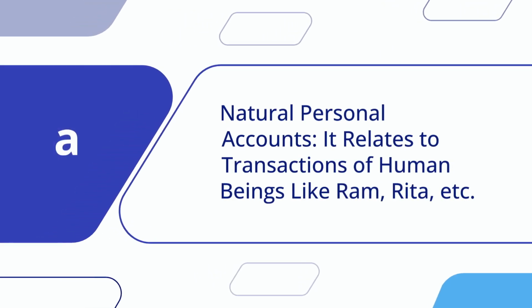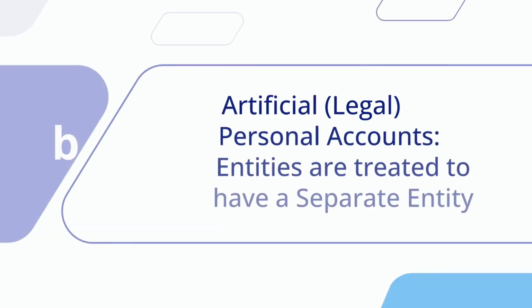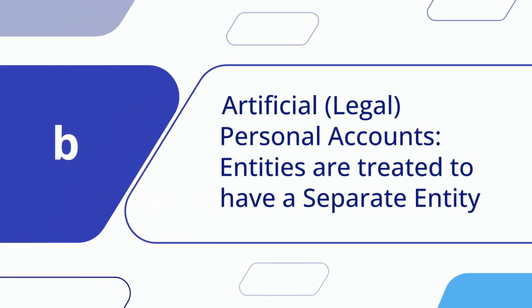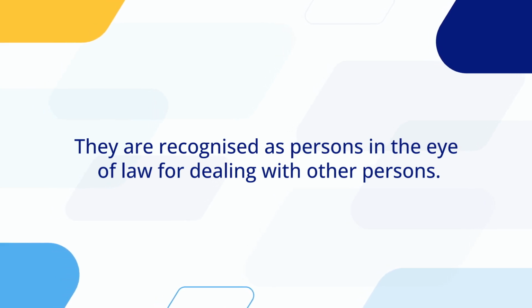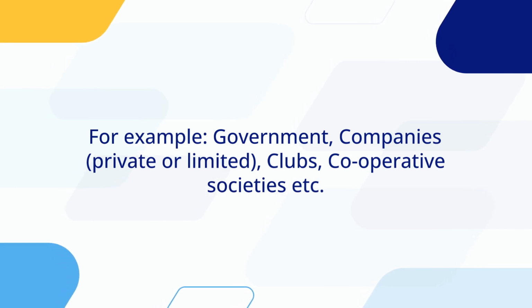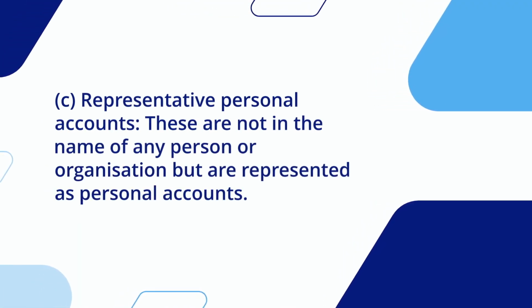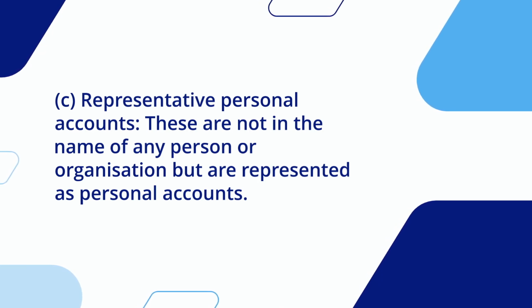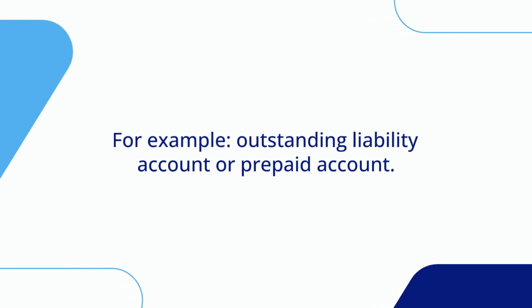Natural personal accounts. It relates to transactions of human beings like Ram, Rita, etc. Artificial or legal personal account. Entities are treated to have a separate entity. They are recognized as persons in the eyes of law for dealing with other persons. For example, government, companies, private or limited, clubs, corporate societies, etc. Representative personal accounts. These are not in the name of any person or organization, but are represented as personal accounts. For example, outstanding liability account or prepaid account.